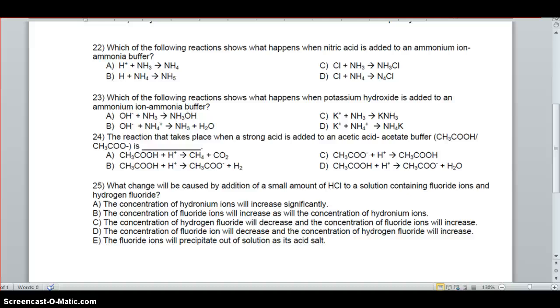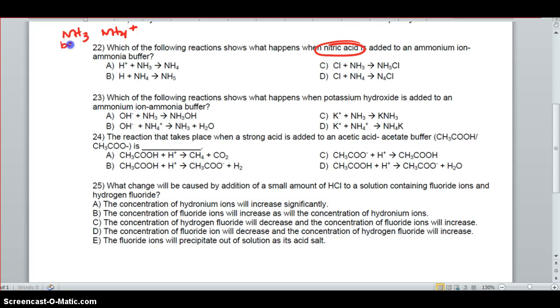22 says when nitric acid is added to an ammonium ion ammonia buffer. Alright, so first of all, we've got NH3 and NH4 plus present, right? And the thing that we're stressing is we're adding this nitric acid, which we know is a strong acid.